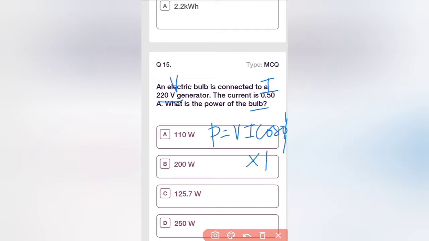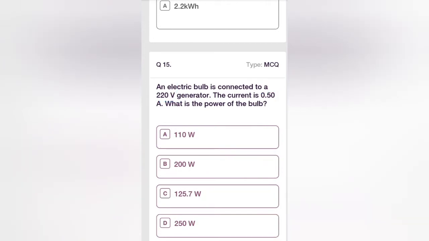Okay. And what will be the voltage? Voltage is 220. 220 into the current, 0.5, into 1. So that is equal to 110 watt. That will be the power. 220 into 0.5 means half of 220, which is 110. Option A is the correct answer.